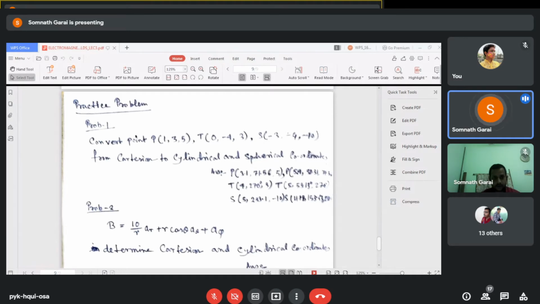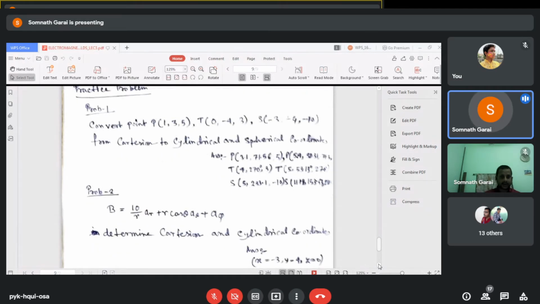Okay, Abdonu, you do the second problem. This one is problem number 2. That is B. B is a vector which is represented in rho, theta, phi, that means spherical coordinate. Determine it in Cartesian and cylindrical coordinate.